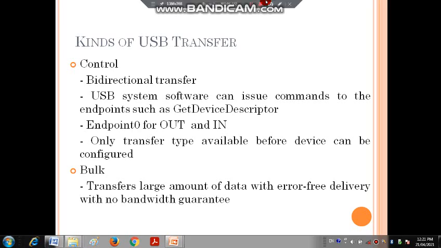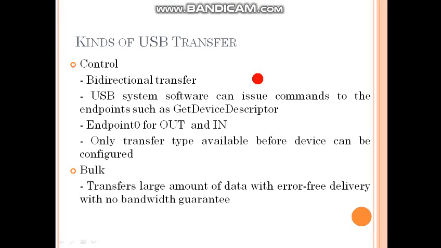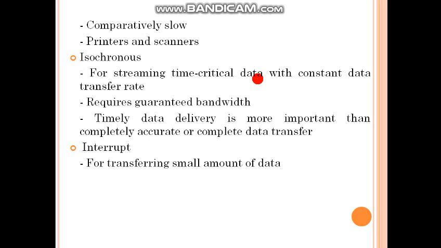First we see the control transfer. Control is a bidirectional transport. USB system software can issue commands to the endpoint, such as get device descriptor, endpoint 0 for out and in. It is the only transfer type available before the device can be configured. In bulk, the transport carries a large amount of data with error-free delivery but no bandwidth guarantee. It is comparatively slow, used in printers and scanners.